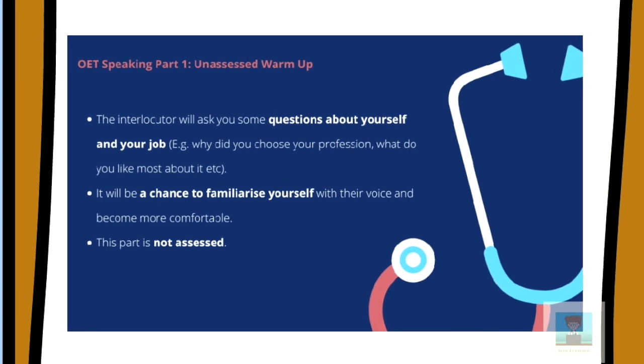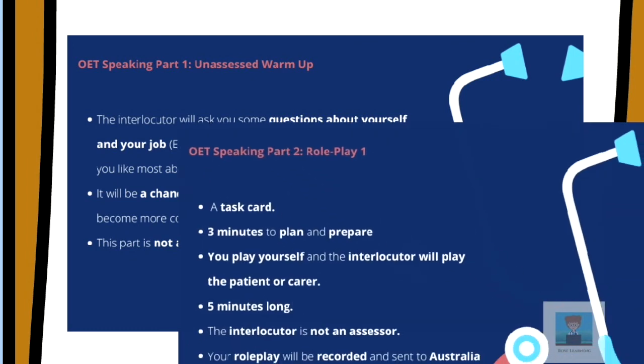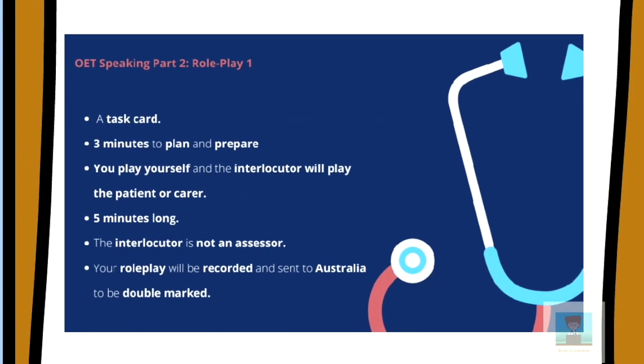Speaking part 2 is the first role play. You'll be given a task card with background information and a set of instructions. You have 3 minutes to plan and prepare, and you can make notes during this time and even ask questions, such as what the patient's name is. The interlocutor will tell you when the role play will start, you play yourself, and the interlocutor will play the patient or carer. This role play will last for 5 minutes, after which time you'll be stopped.